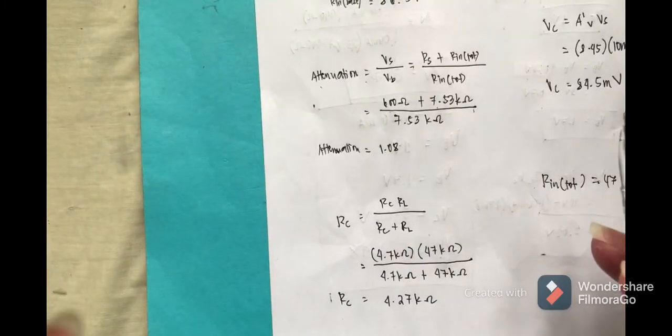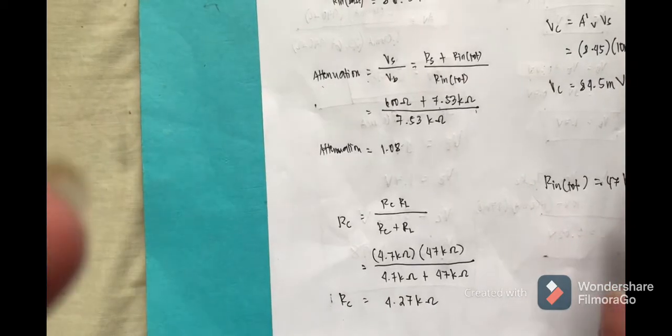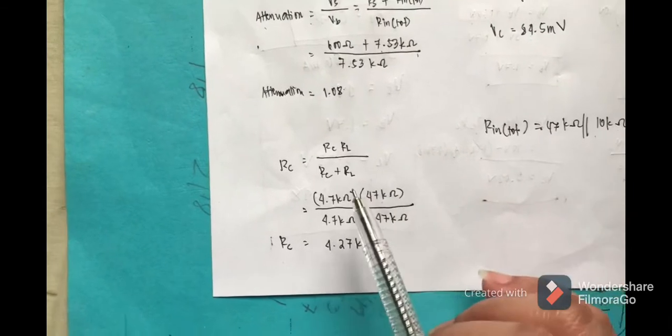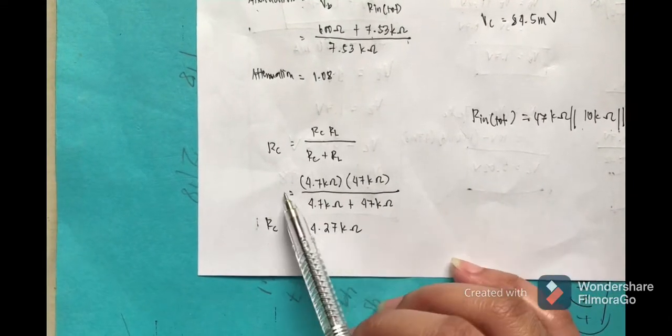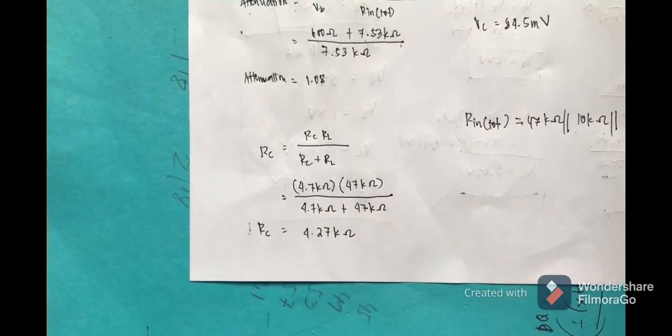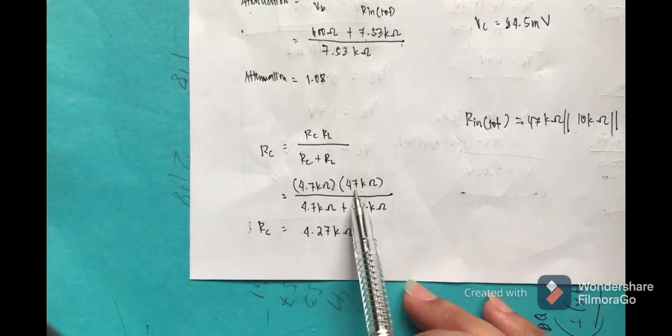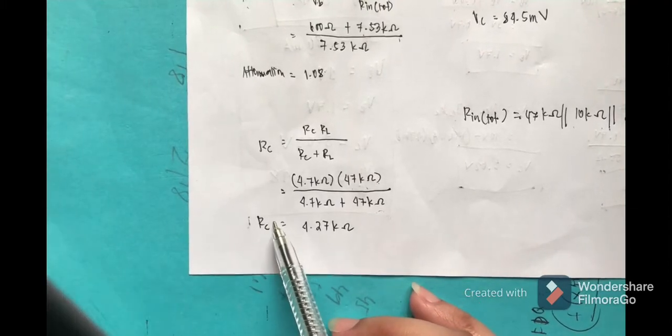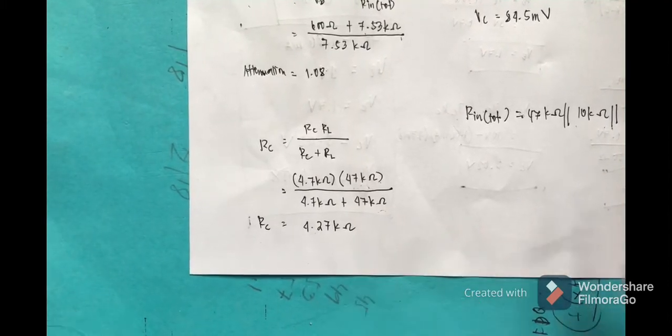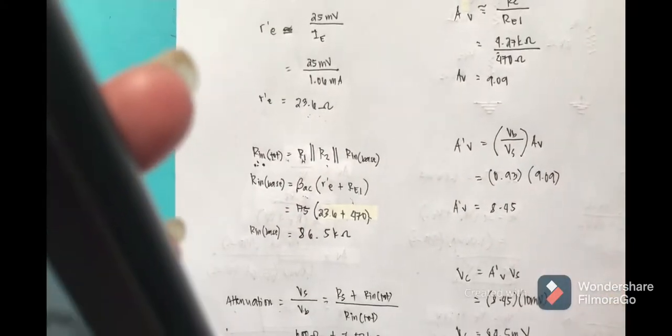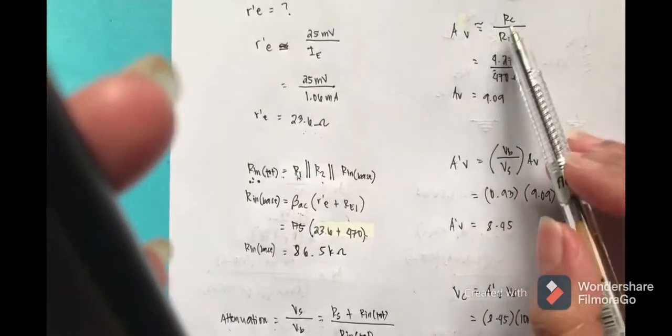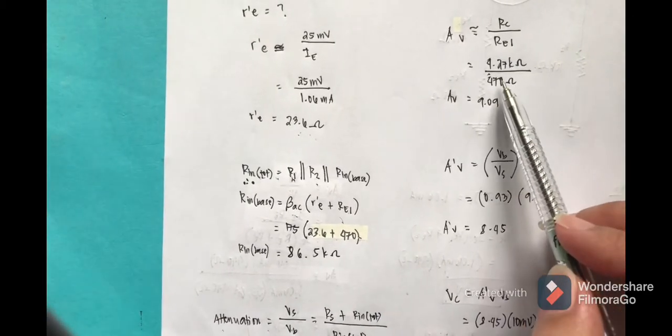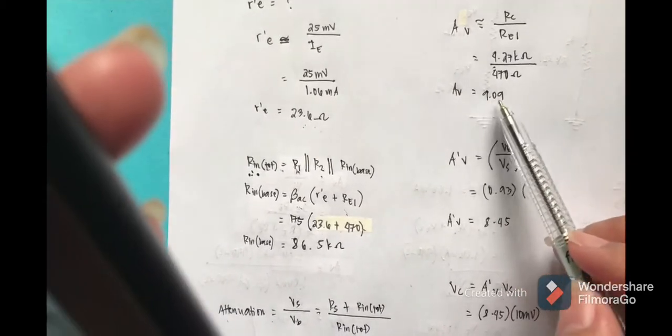So before AV can be determined, we must know the AC collector resistance, which is rc. So the formula for rc is RC multiplied by RL over RC plus RL. So input the given values. So 4.7 k ohms multiplied by 47 k ohms over 4.7 k ohms plus 47 k ohms. So the answer for rc is 4.27 k ohms. So the voltage gain from base to collector is AV, which is equal to rc over RE sub 1. So our rc is 4.27 k ohms over 470 ohms. So our AV is 9.09.